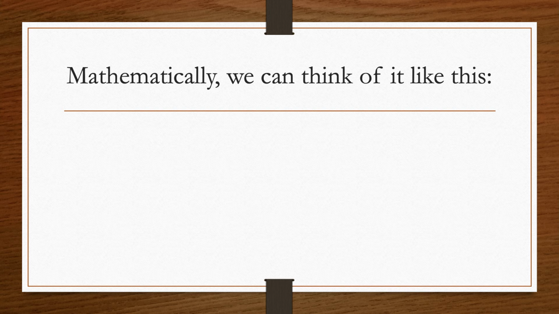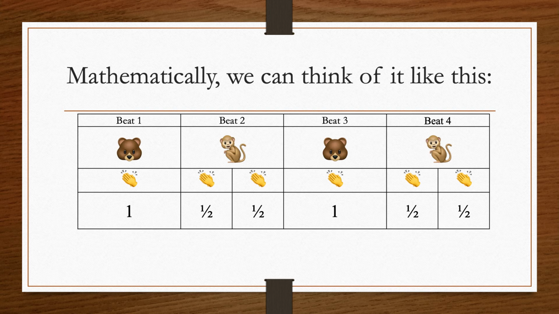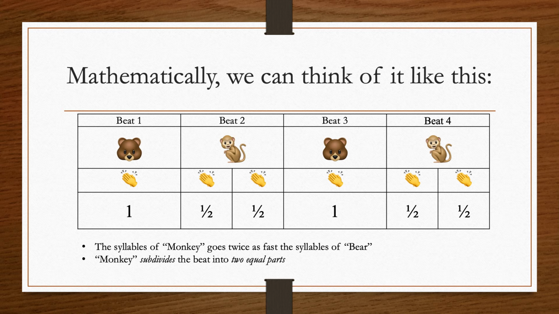Let's think about it mathematically. I can think of bear as taking up an entire beat and monkey as taking up also an entire beat, but in two equal parts. So if I go bear, monkey, what I'm doing is I'm taking each beat and going whole, half, half, whole, half, half. The syllables of monkey are going twice as fast as the syllables of bear. And how I describe this in music is that monkey subdivides the beat into two equal parts.